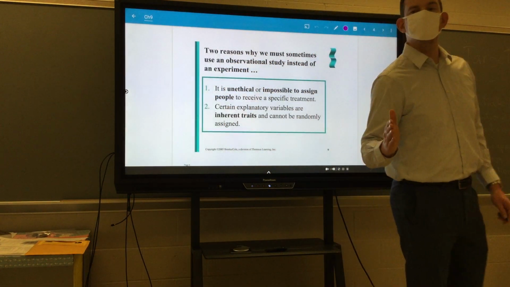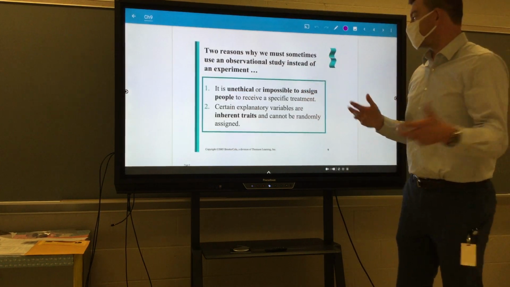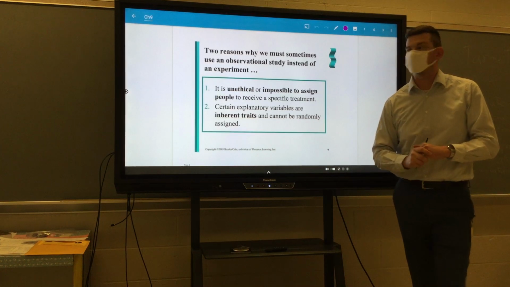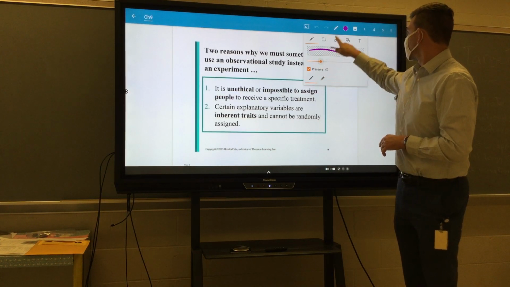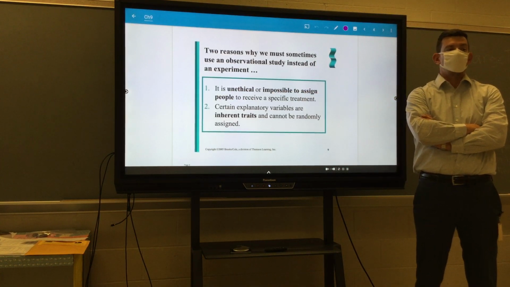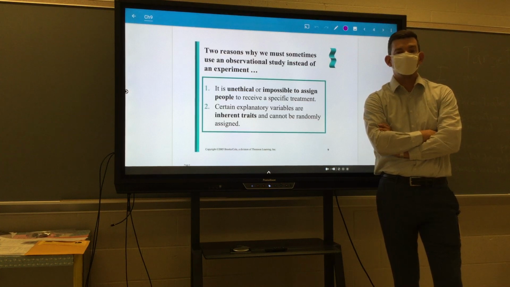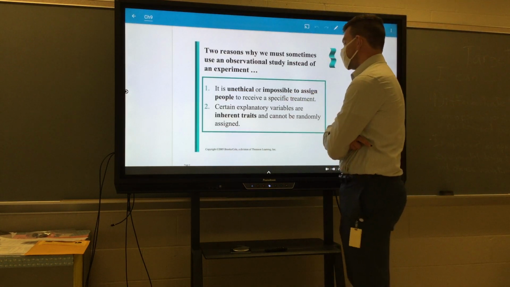Now, you might be thinking that if you can get causation from a randomized experiment, why not just do everything as a randomized experiment? Well, ideally you would like to, but we have some restrictions and some limitations. Can't always do it like that. The big one is a lot of times randomized experiments would be unethical, okay, or impossible to assign people to receive some specific treatment.